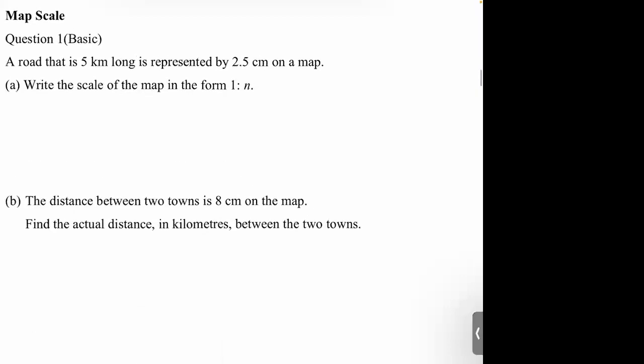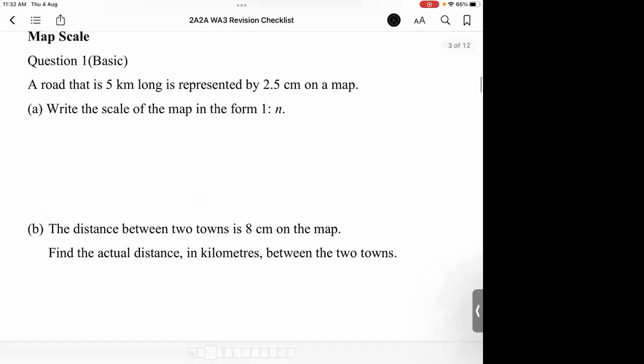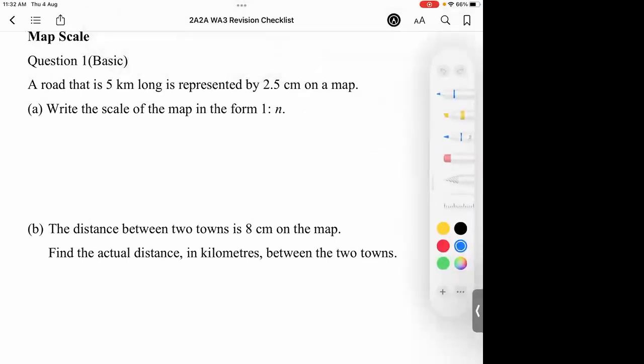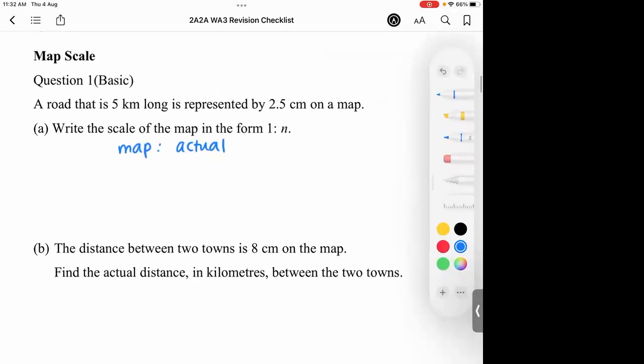All right, now let's begin with the first question over here on map scale. To do map scale, the very first thing we need to know is what's on the map and what's on the actual. So we know that this road is 5 kilometers long. Is this under the map or under the actual? Maybe I should call people. Xin Zhao, 5 kilometers, is it map or is it actual?